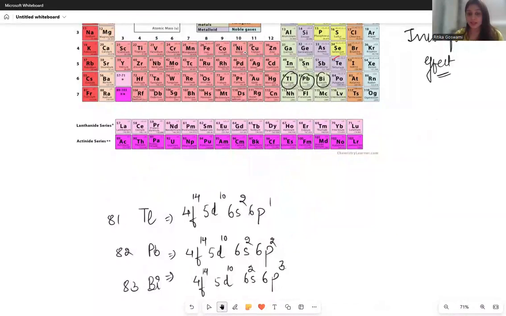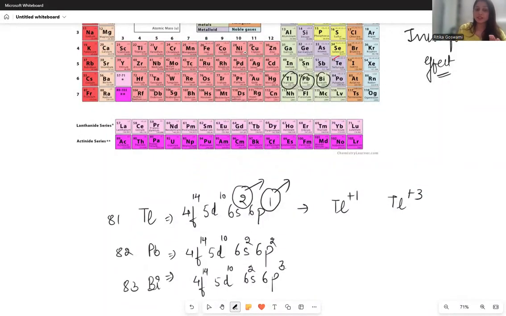Now, if thallium wants to react, it will give away this one electron, obviously, and form the thallium plus one ion. It can also give this one along with these two, a total of three electrons, and form the thallium plus three ion. Similarly, lead can do the same. It will give away its two electrons from here to form the lead plus two ion, or it can also give away the two electrons from the 6s orbital and form Pb plus 4. Similarly, even bismuth can do the same.